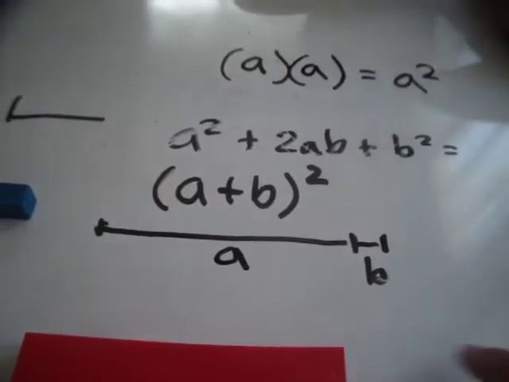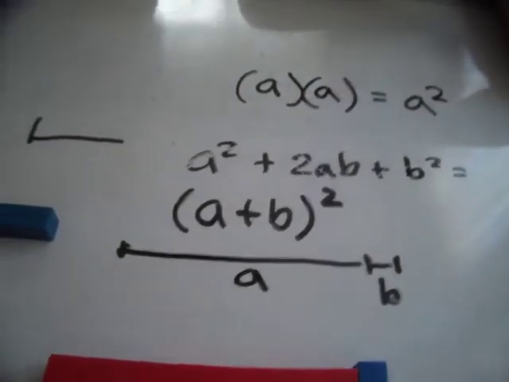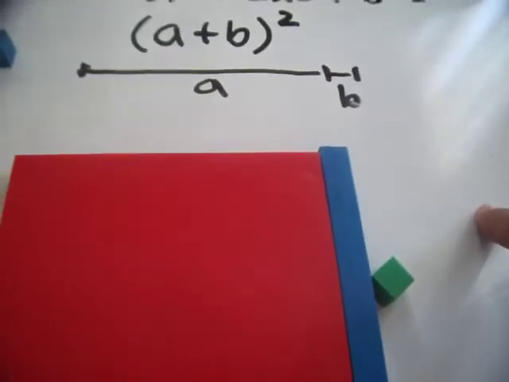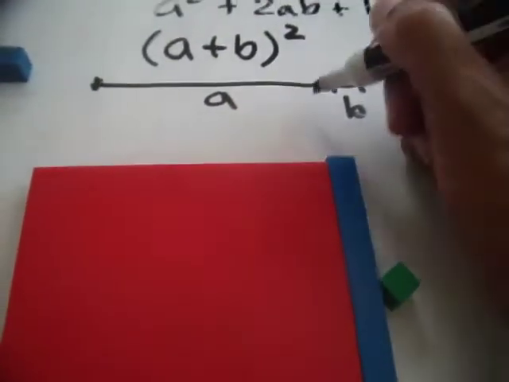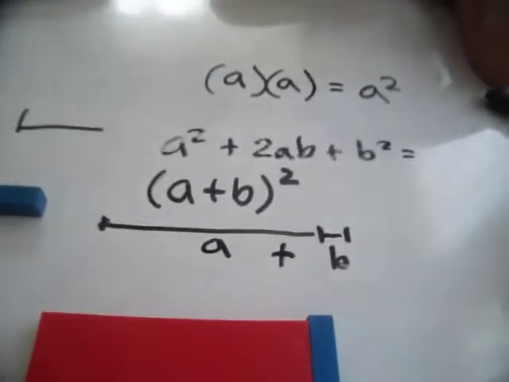How do I describe this from here to here? From here all the way across here. How do I describe that? What's that distance? A plus B. There you go. A plus B. Right?